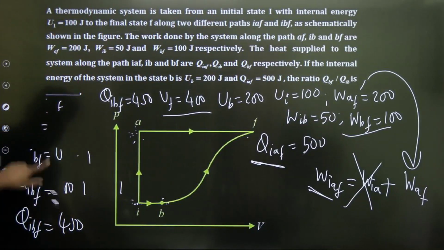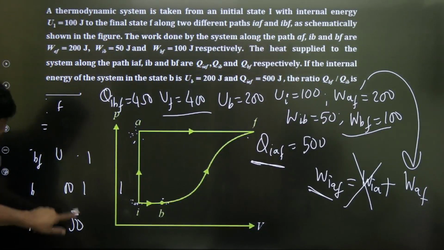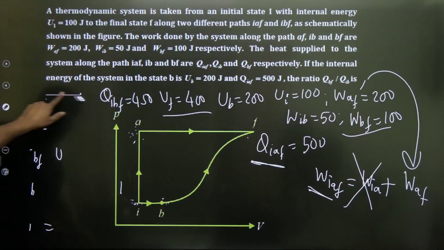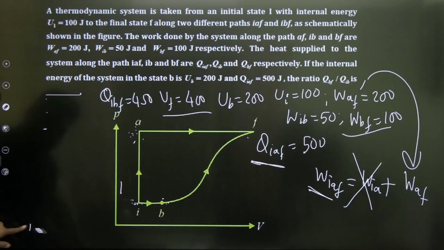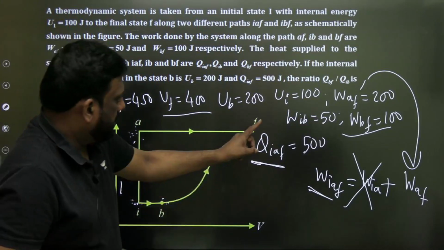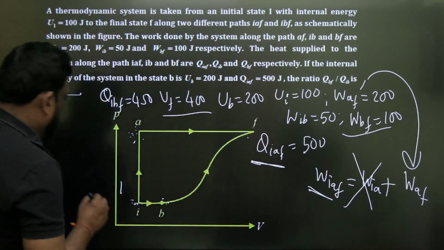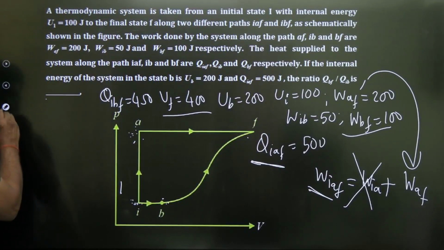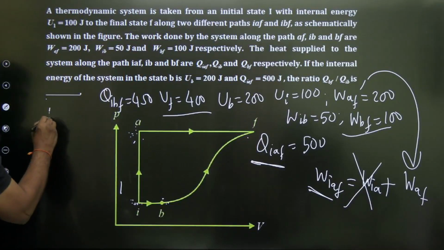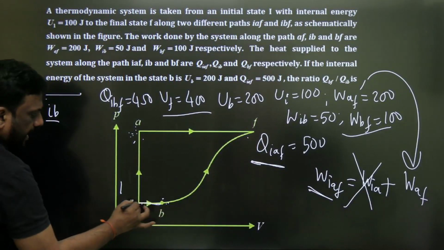Now, let's try to find out QIB and QBF. We'll do it like this. Don't worry. And you know, my dear students, IB is given. So, can we write this as UB is also given, UI is known. So, let me apply the first law of thermodynamics for IB.